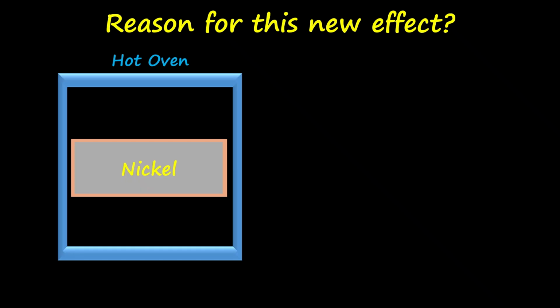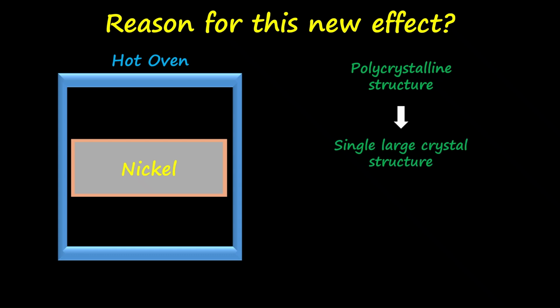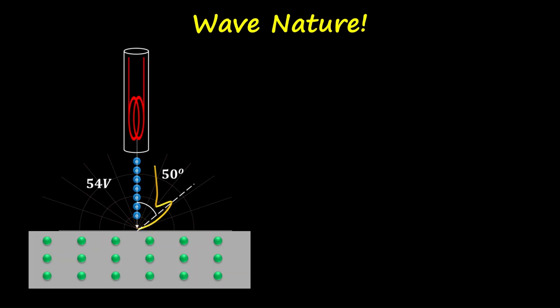And it turns out the nickel which was used before the accident had a polycrystalline structure. That is, it consists of many small crystals. Now on heating, these small crystals form a single large crystal structure where all the atoms are arranged in a regular lattice. Now, if we see the nickel target as an arrangement of atoms in a regular lattice, then it is like the electrons are scattered by the regular crystal structure and it is forming maxima and minima.